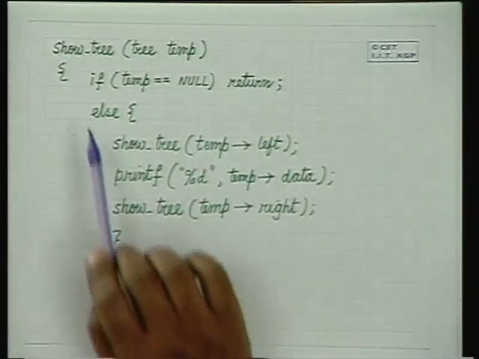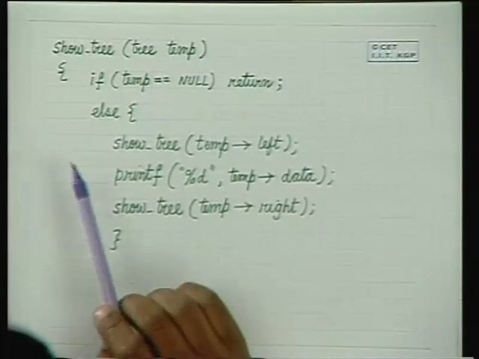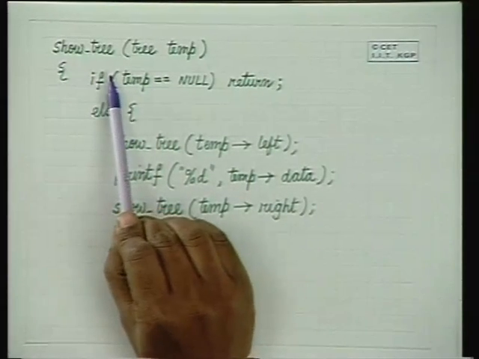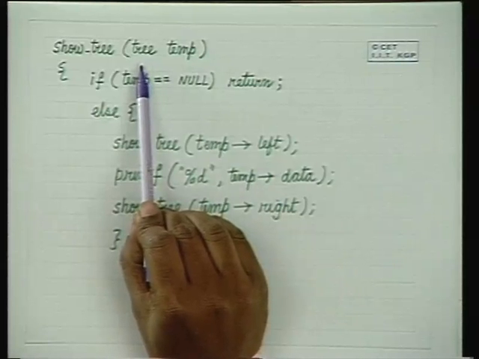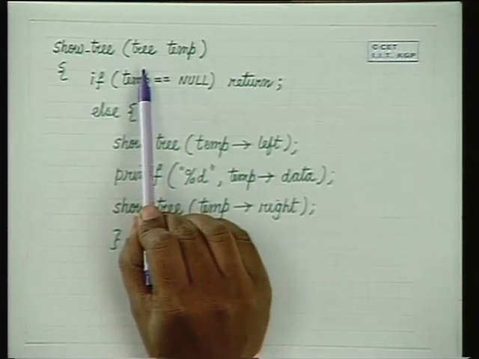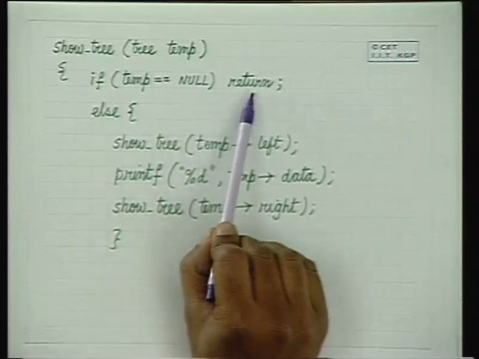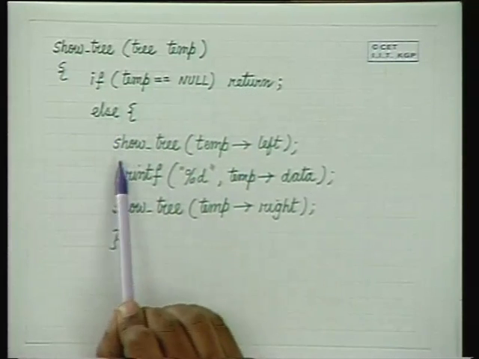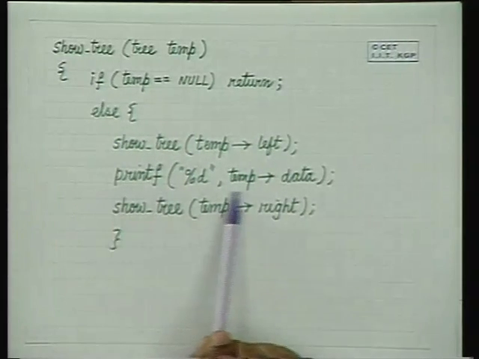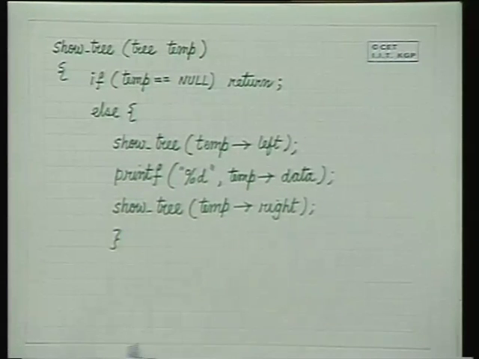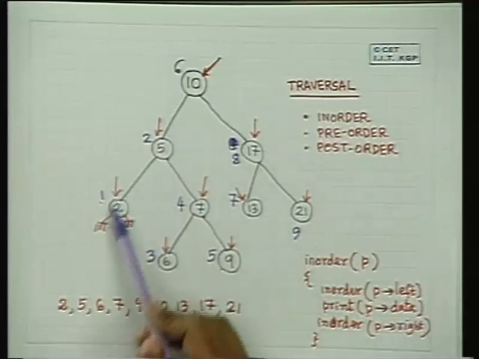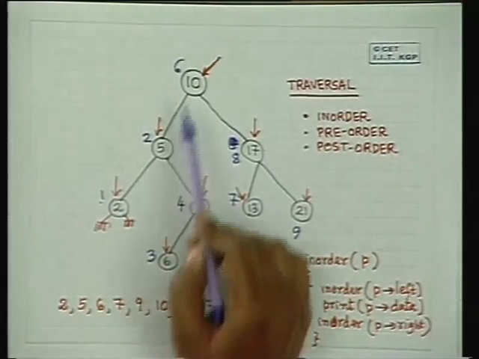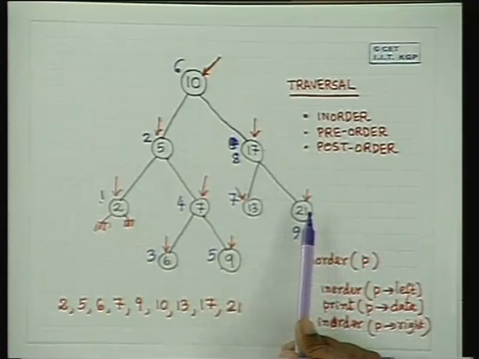So the in order traversal, which somebody asks you to print in ascending order, in our data structure: show tree function, where tree is a pointer to a node which we have defined in the last class. If temp is equal to null, return. Else show tree temp left, printf temp data, show tree temp right. This is sufficient to do it. And what is the time complexity? How many nodes does it check? It checks only the number of nodes in the tree. So it is of order n.